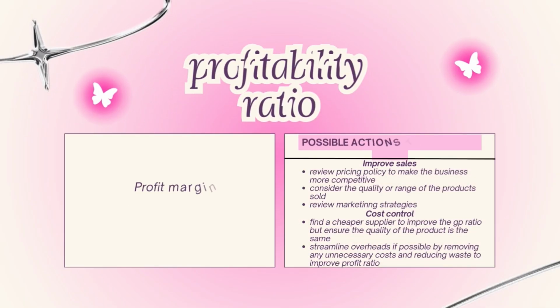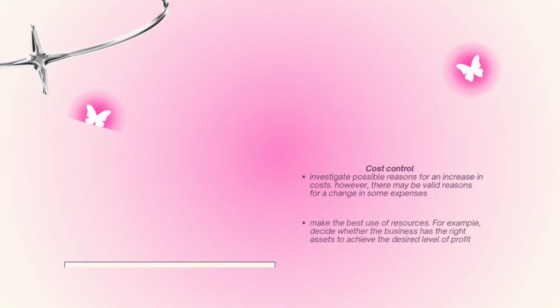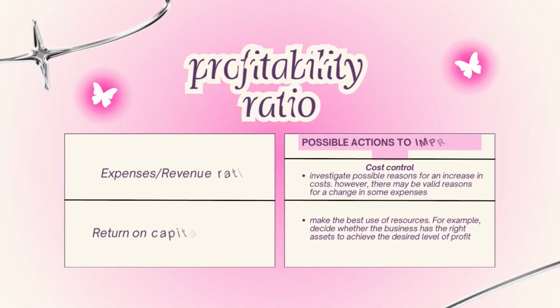Possible actions to improve the profit margin, gross profit margin and markup is to improve sales by reviewing pricing policy, considering the quality and reviewing marketing strategies, and cost control, such as finding a cheaper supplier and streamlining overheads. Possible actions to improve expenses revenue ratio is cost control. And lastly, to improve return on capital employed is to make the best use of resources.